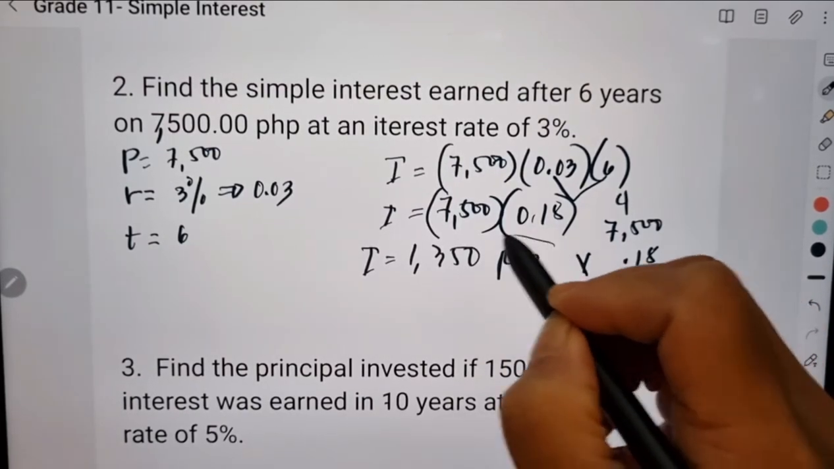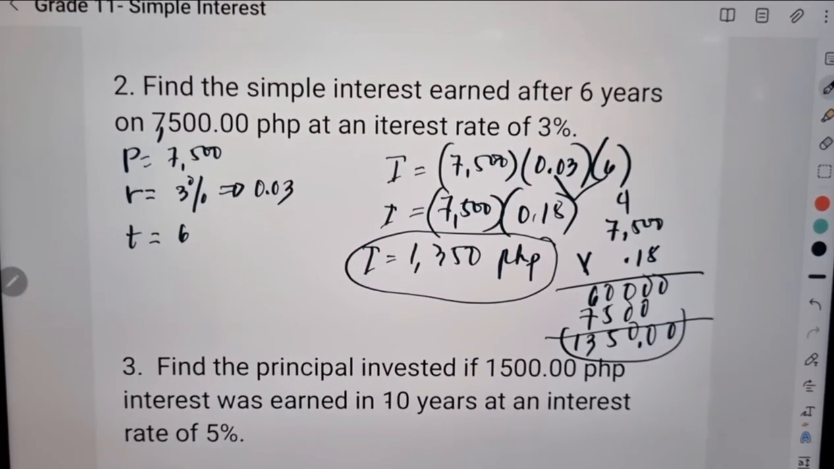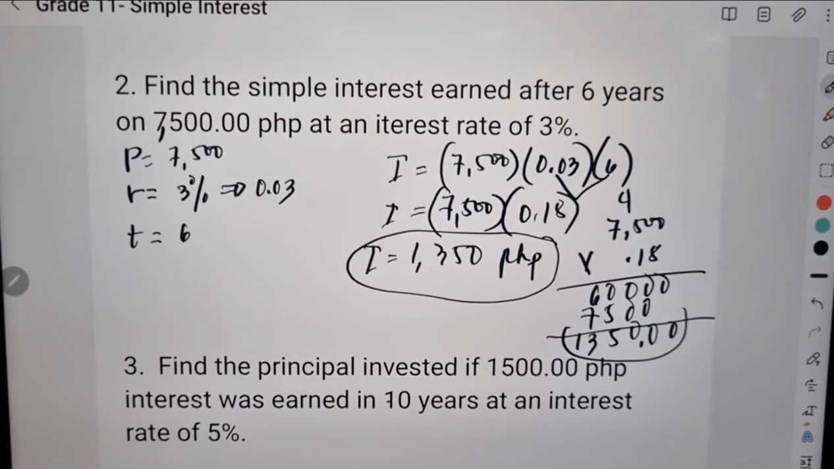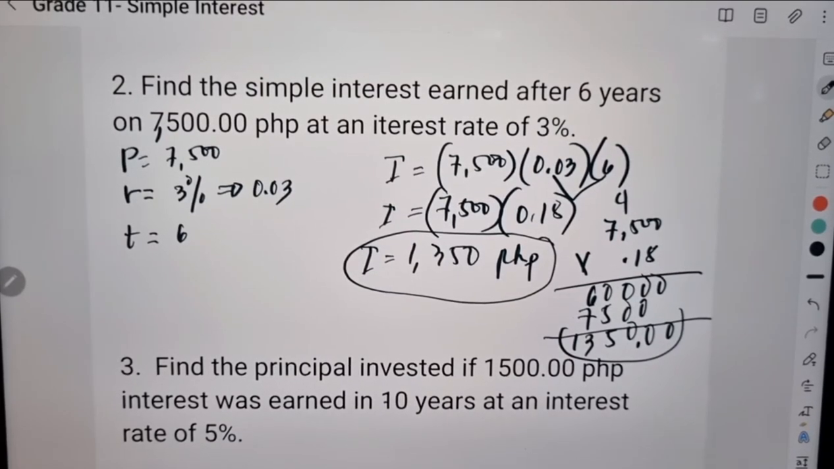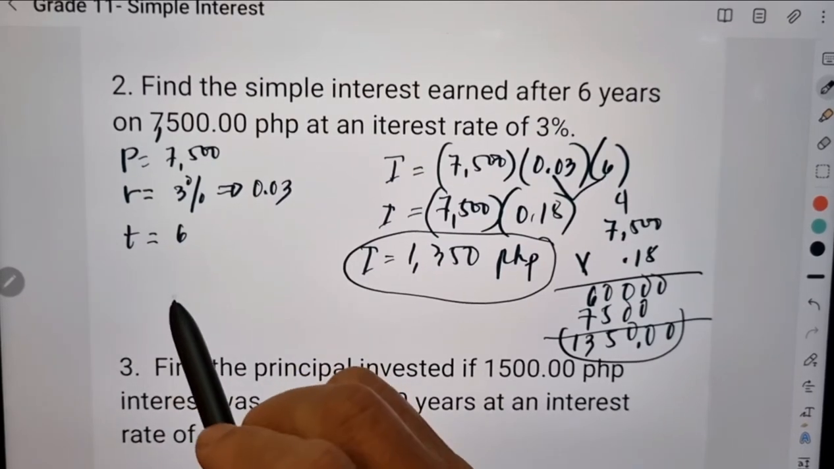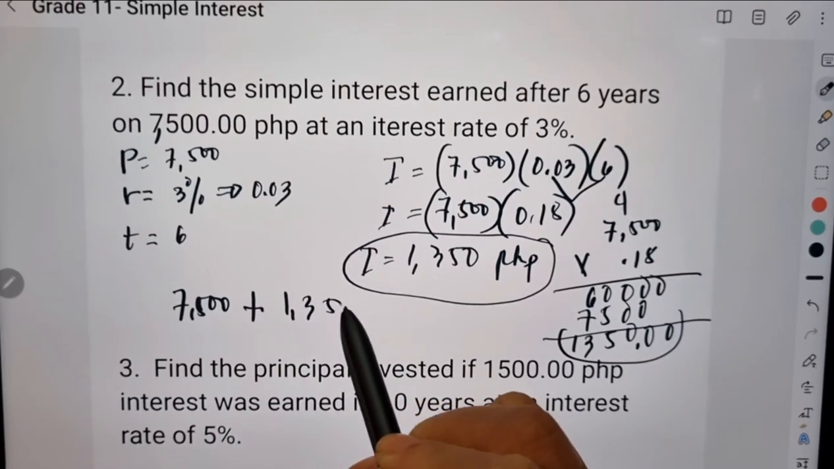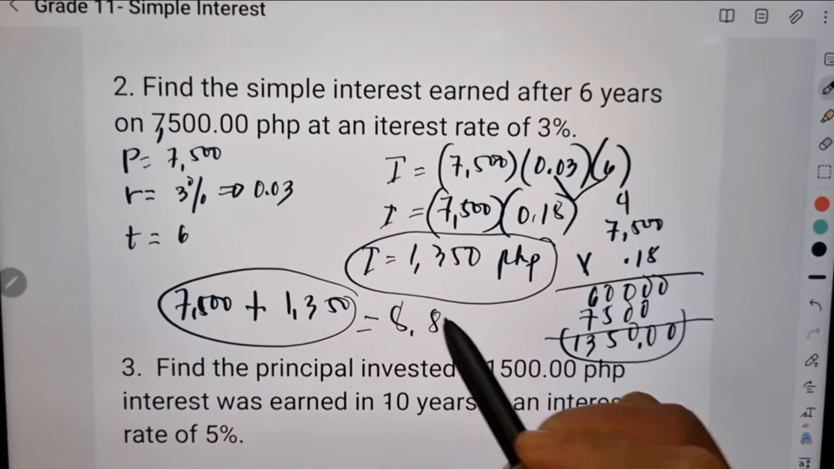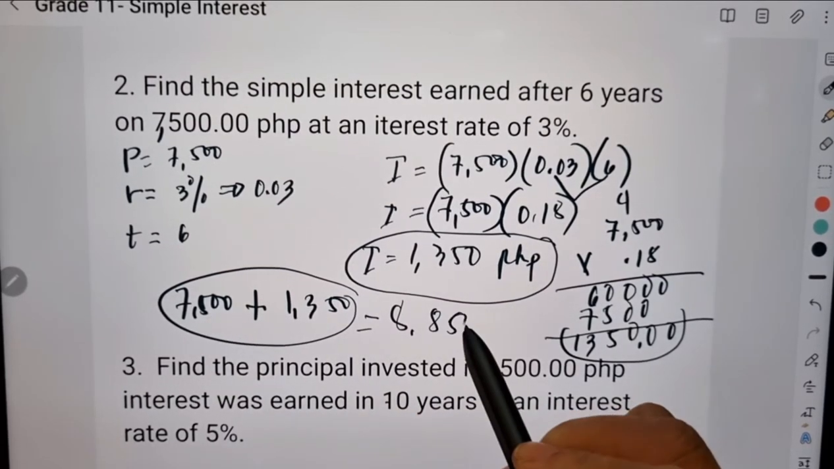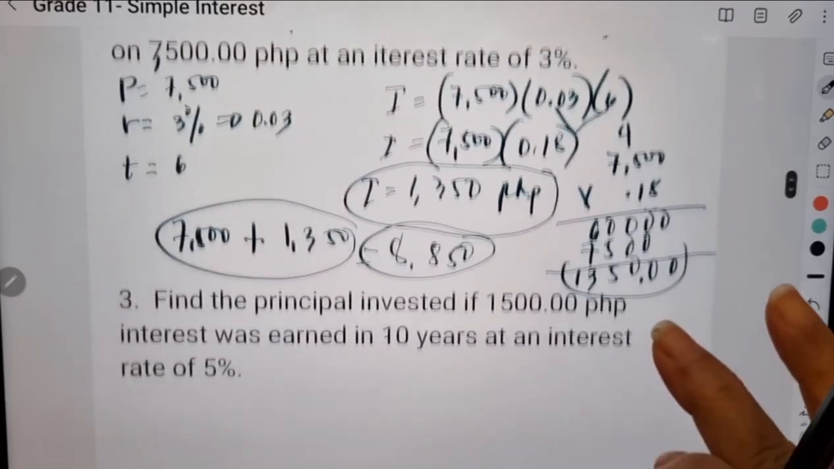pesos. Not bad. If you are going to put aside 7,500 pesos investment in an interest rate of 3% in 6 years, your money will become 8,850. Yung total amount mo ngayon, 7,500 plus 1,350 na interest. So, magkakaroon ka ng 8,850. Okay? 8,850. So, ganun lang kung paano mag-solve ng simple interest.